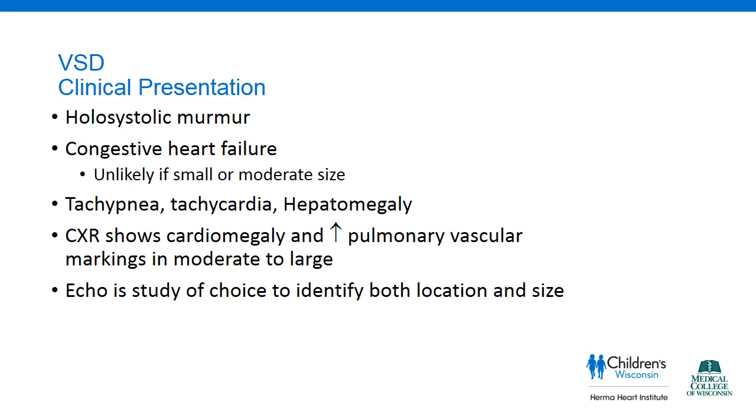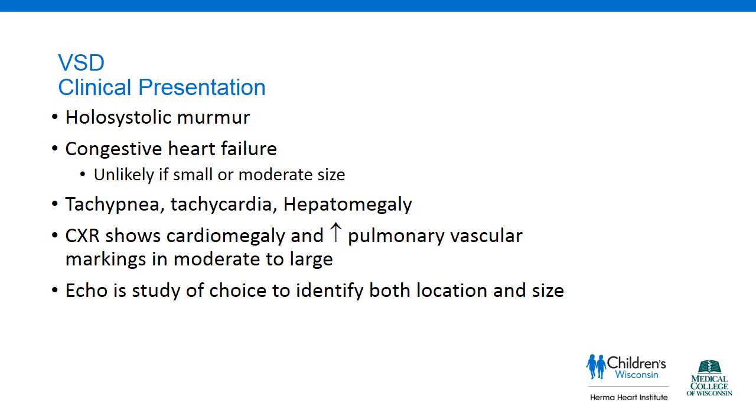VSDs typically present with a loud holosystolic murmur, so between S1 and S2. As I said, the babies can present with congestive heart failure, and typically how that presents in a baby is that they have tachypnea or poor weight gain. They also can have tachycardia and hepatomegaly, or enlargement of their liver.